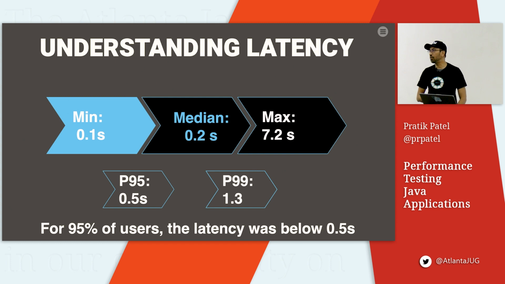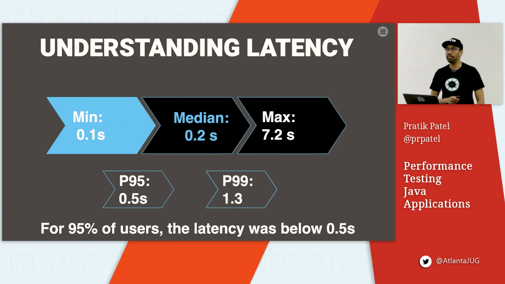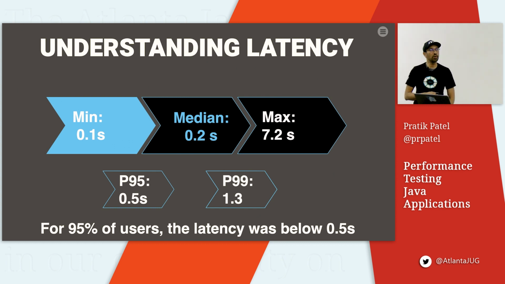Let's look at this visually in a slightly different way. This adds a few more bits of data or different ways of looking at it. If we're running a performance test or looking at production, we might say our minimum latency seems to be about 0.1 seconds or 100 milliseconds. Our median latency tends to be 0.2 seconds. But our maximum latency seems to be around 7.2 seconds. And if we had the full data set, what we could see in terms of how our system is actually running is that our P95 is 0.5 seconds and our P99 is 1.3 seconds.